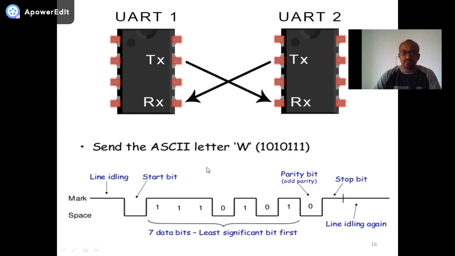So this total frame has a start bit, 8 data bits, one parity check bit, and a stop bit. This parity check bit is used by the receiver end to verify whether the correct data has been received or not.